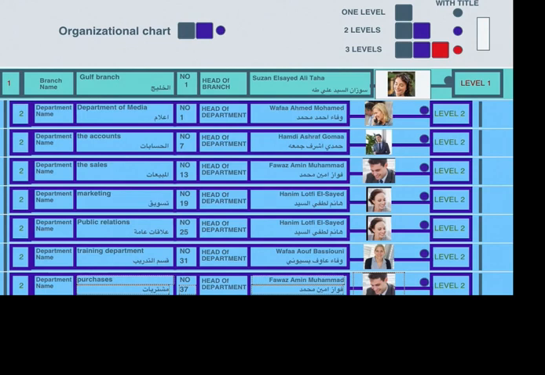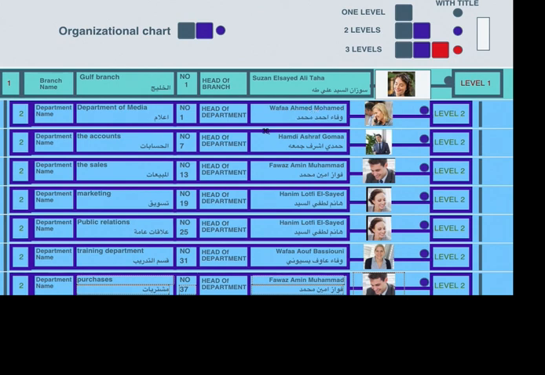Level 2 for that organization chart. Every sub-company sub-branch consists of different departments. As example, Gulf Branch has the following departments. Department of Media, department number 1. The head of the department, Wafa Ahmed Mohammed.